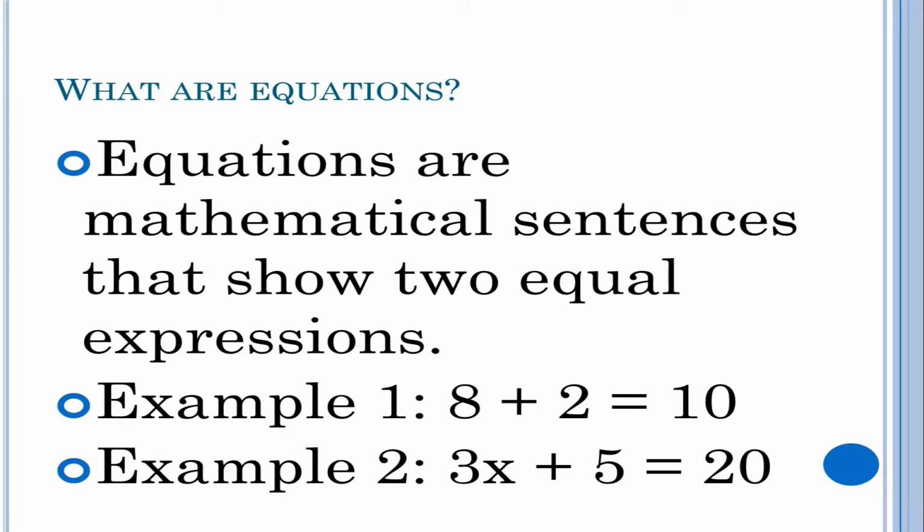Another example, example 2, we have 3x plus 5 equals 20. This is an equation which can be either true or false depending on the value of x. There is only one value of x that will make the equation true.